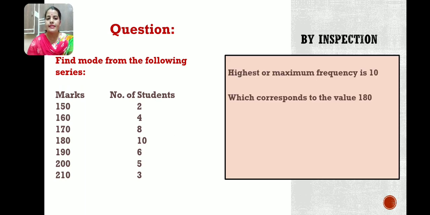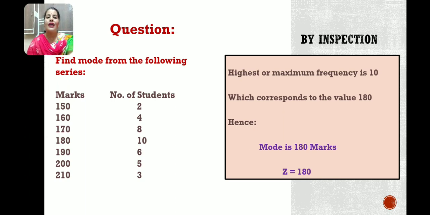If you want to solve this question by the inspection method, the highest frequency is 10, which corresponds to the value 180. So 180 is our mode. Very simple: without formula, without any rule, without any condition, without any step, you can solve the question. In this question the mode is 180 because it has the highest frequency, which is 10.